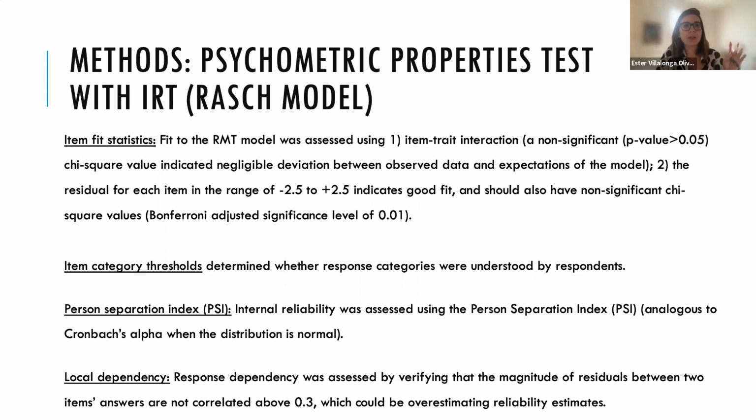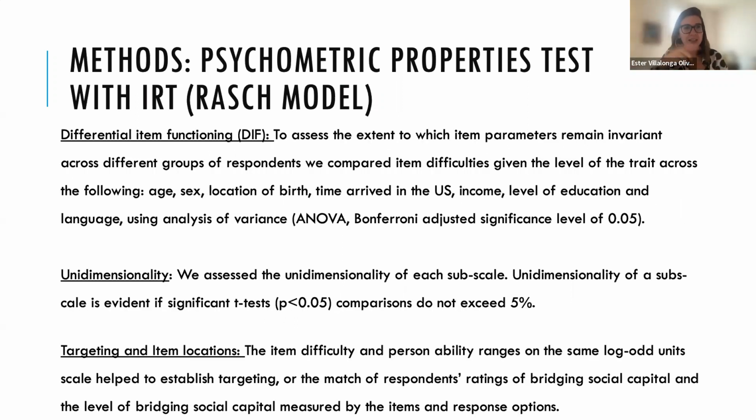I don't want to go over the methodological details of this, but it's pretty intense. To me, it's fascinating because you can discover many things about item functioning. You can check the paper and see that we evaluated item fit statistics, thresholds, and the person separation index. It's something to evaluate reliability, which is similar to Cronbach alpha, but it's a different method. You can check local dependency and differential item functioning.